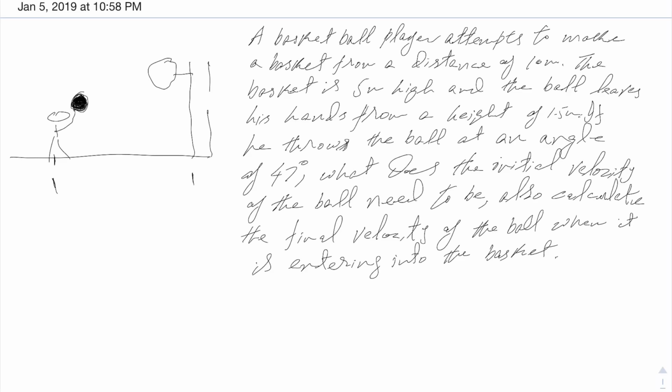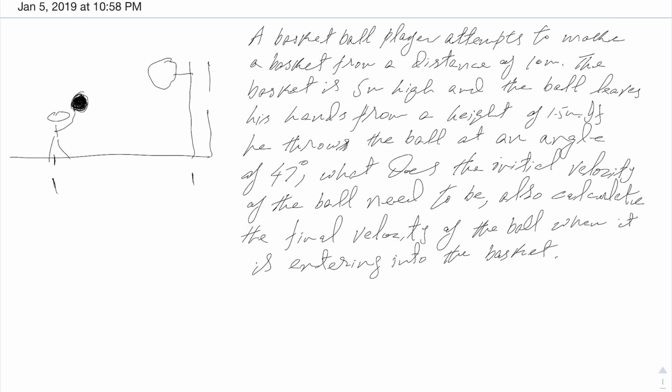In this projectile motion problem, we need to find the initial velocity of the ball when it left the hand of the player and the final velocity of the ball when it is entering the basket. So we'll read the question and see what is given and what is required.